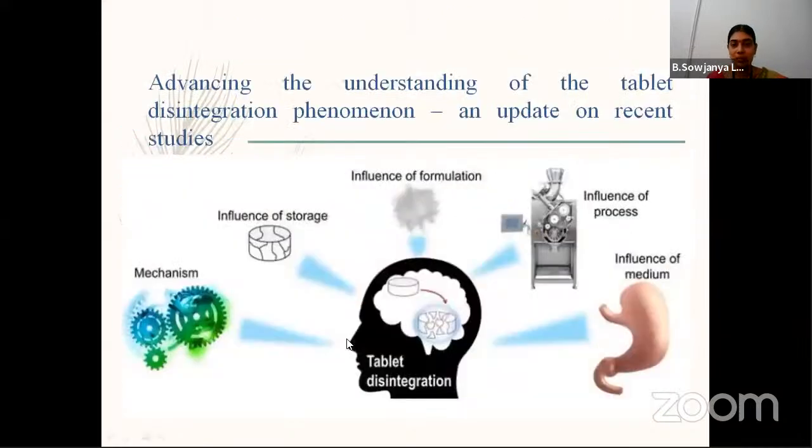Okay, and next one, advancing activity, the disintegration phenomena. These are the mechanisms observed here. The first mechanism, whatever the drug, is either diffusion or erosion, along with the influence of storage conditions, stability aspects, formulation, and process variabilities, such as the addition of lubricants and disintegrants. The influence of the medium, gastric fluids and intestinal fluids, can also delay the tablet disintegration process. So all these mechanisms are involved in the disintegration process.